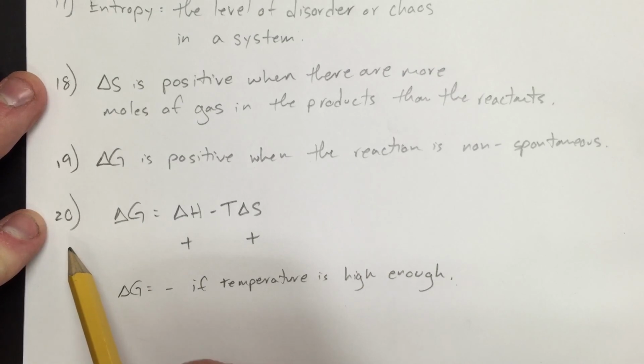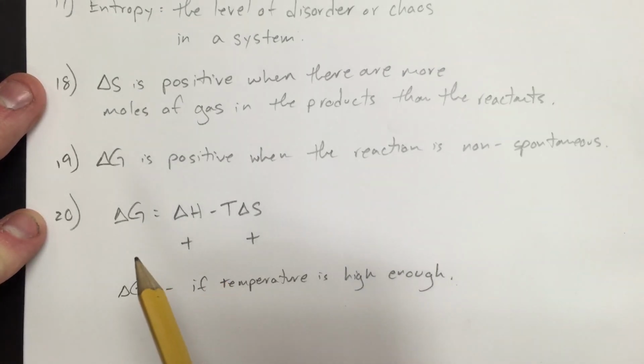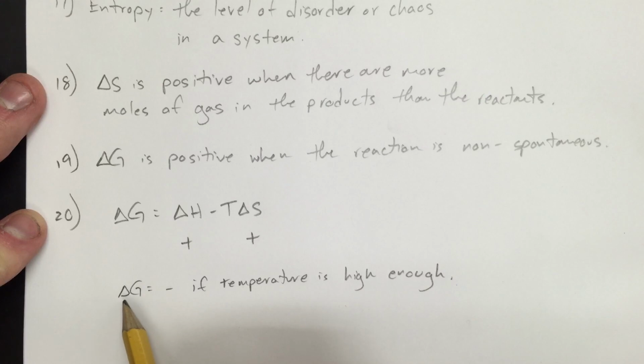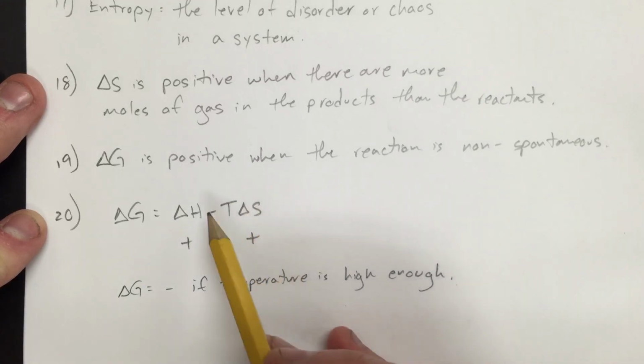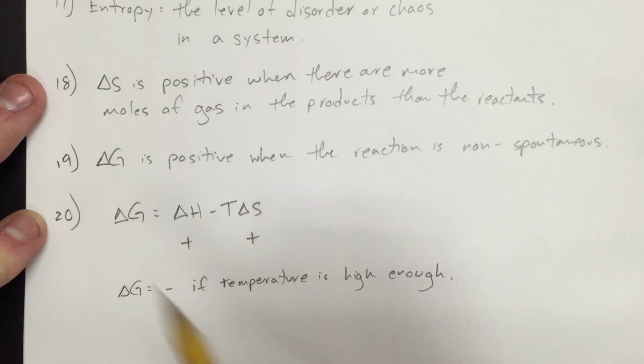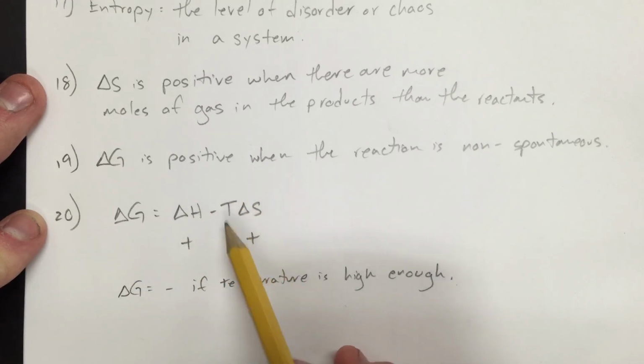And then number 20, which was really similar to the warm-up, I didn't realize they were exactly the same. If a delta H is positive and delta S is positive, then under what conditions is it going to be spontaneous? Delta G will be negative if the temperature is high enough, because we're maximizing the second term. And if you have a number minus a bigger number, you'll have a negative delta G. And we can make sure this number is bigger by making sure temperature is high.